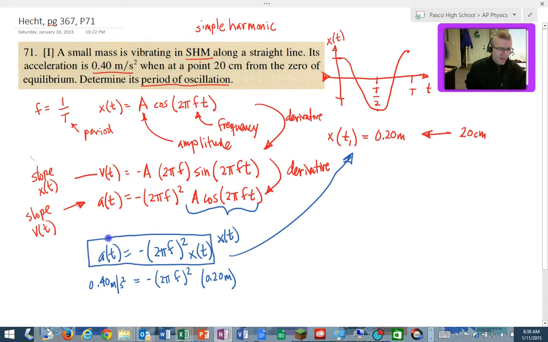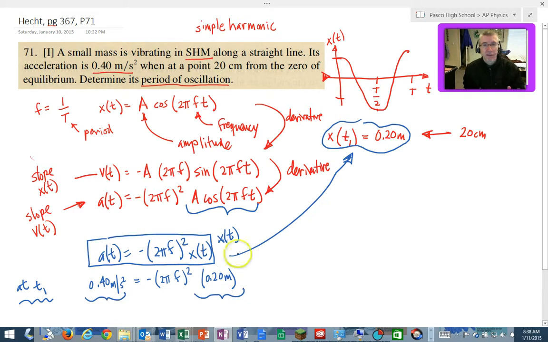All right, so once again, what I did is I took this relationship for a of t, which I'll give you on a quiz or something, and I said we know the acceleration. Let's say we're at some time. They don't tell us what time. Sometime t1, we said our displacement was 0.20 meters. That's right here. And then we said the question states that the acceleration is 0.40 meters per second squared. I think you can see then that we can solve this equation for f because we know what pi is.